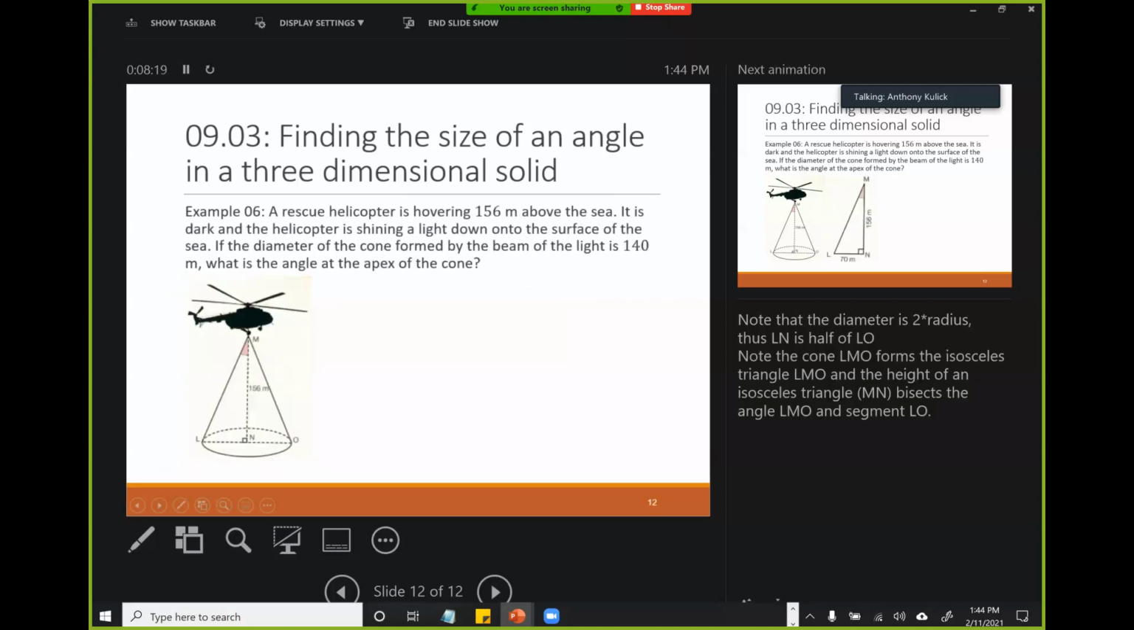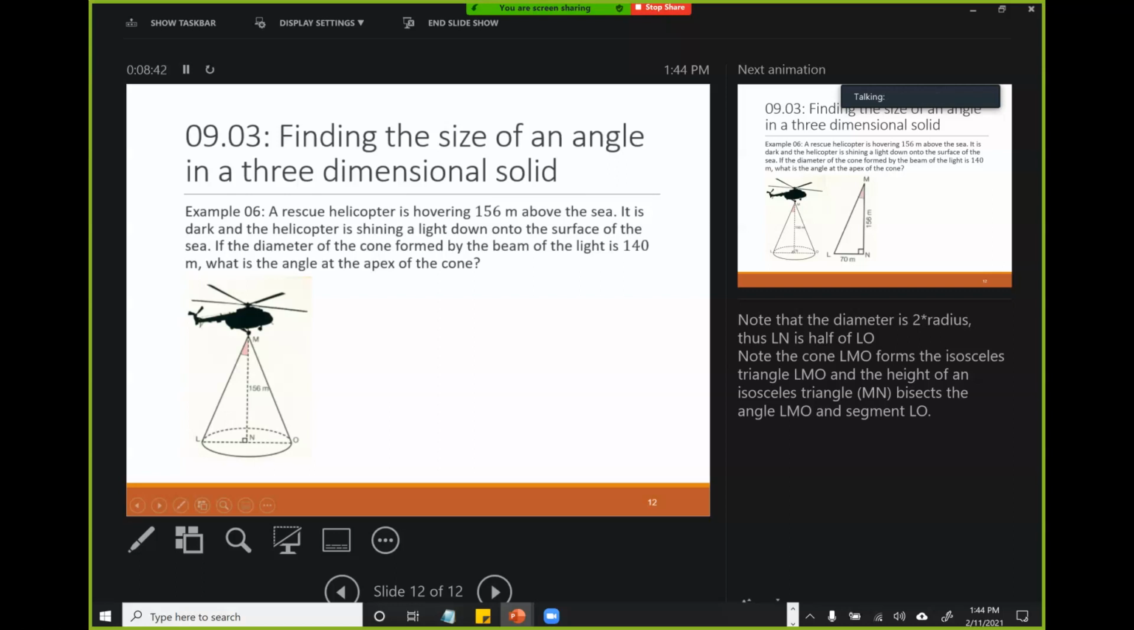The crowning achievement in my use of clip art. A rescue helicopter is hovering 156 meters above the sea. It is dark and the helicopter is shining a light straight down onto the surface of the sea. If the diameter of the cone formed by the beam of light is 140 meters, what is the angle at the apex of the cone?